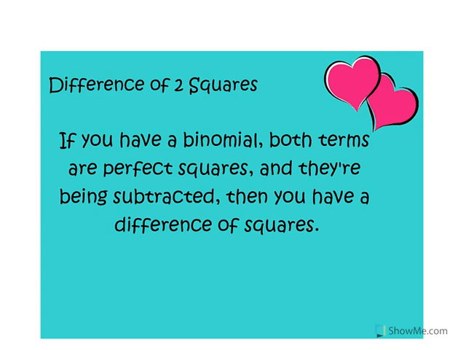Here's how you know when you have a difference of squares. If you have a binomial, remember bi means 2, so 2 terms, and both terms are perfect squares, and they're being subtracted, then you have a difference of squares. This is a statement I would like to have written in your notes. We will look at an example in just a second.